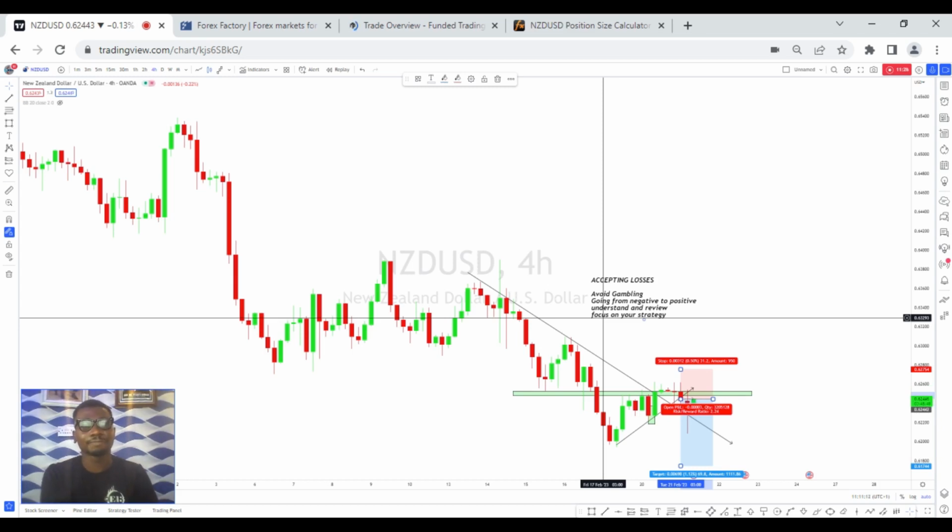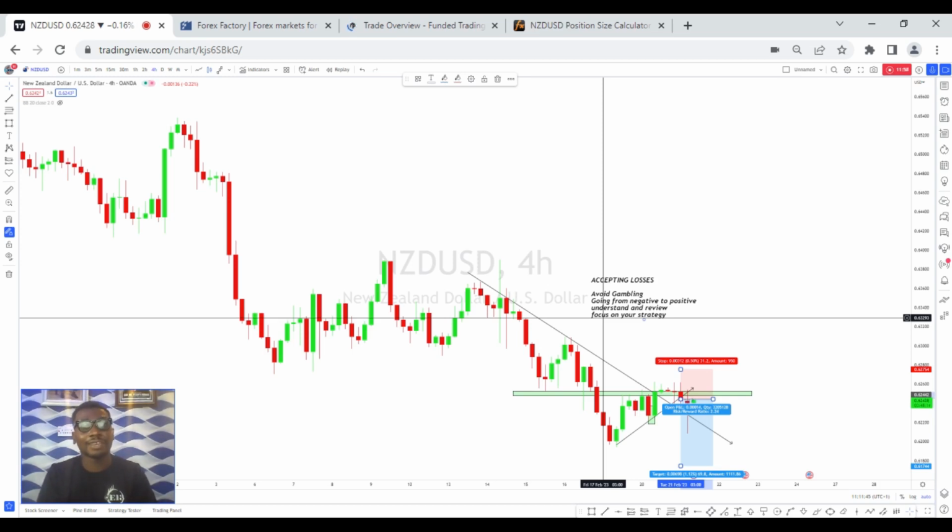Then the next one is going from negative to positive. Going from negative to positive is driving all your negative sentiment away from the market. Oh, I've lost the trade, I might lose another one. No, don't have such sentiment. Always have a positive, clear mindset. Okay, since I've lost $300 in the market, let me give it a little while. Let me just go, meet friends, enjoy myself, go do exercise, go to the gym.